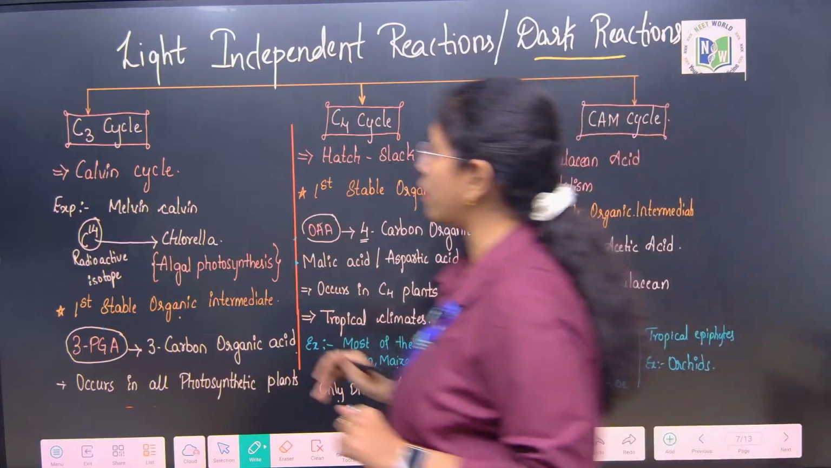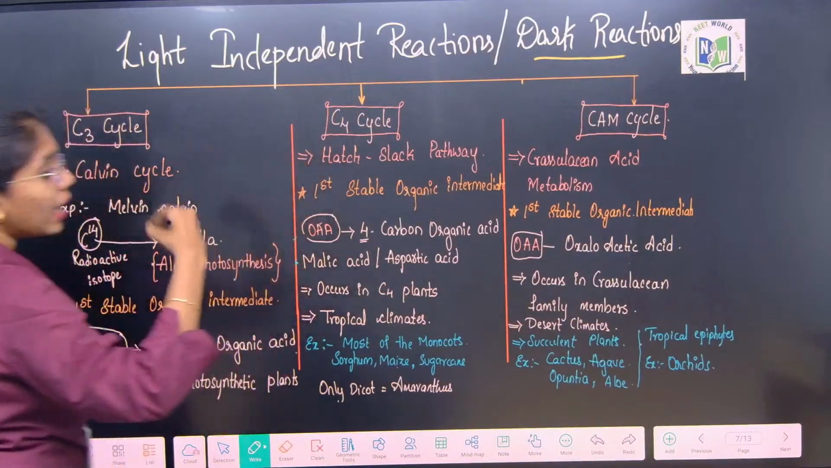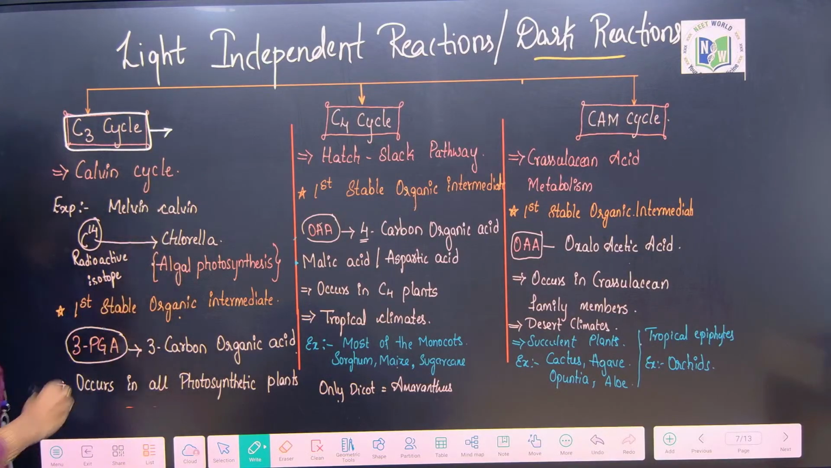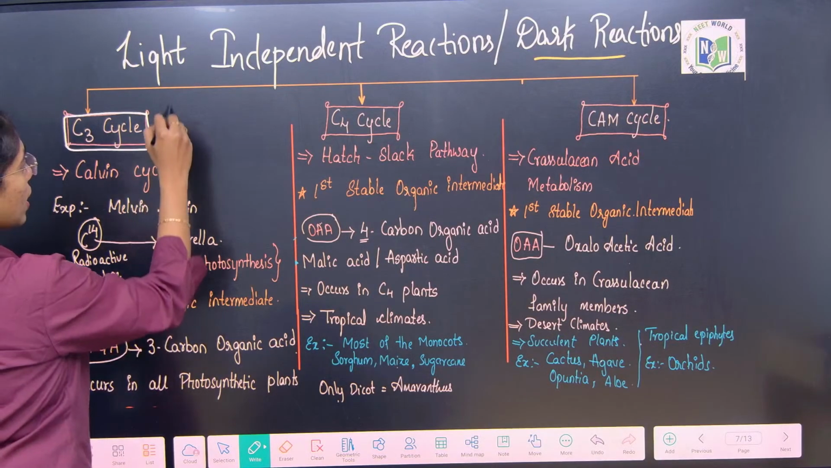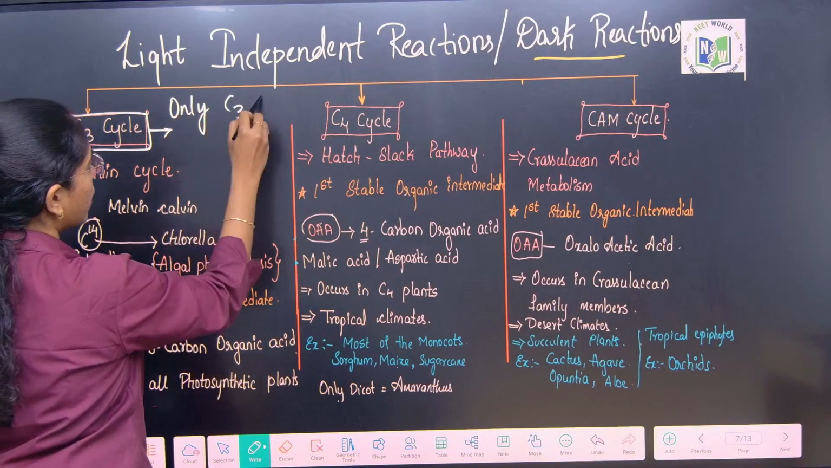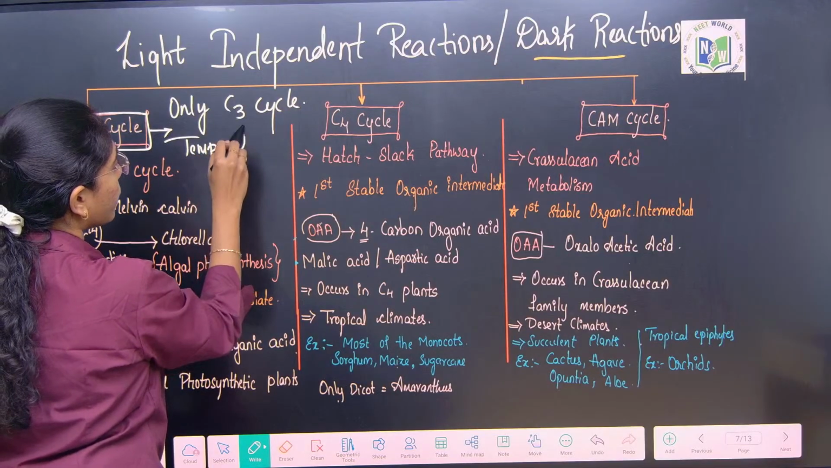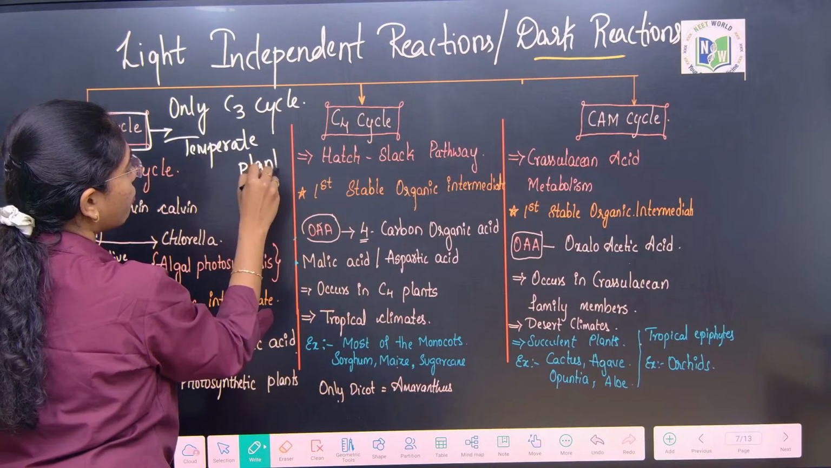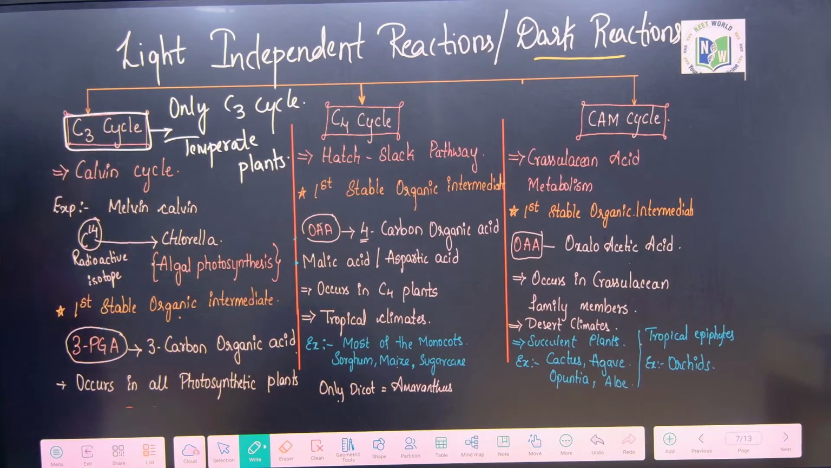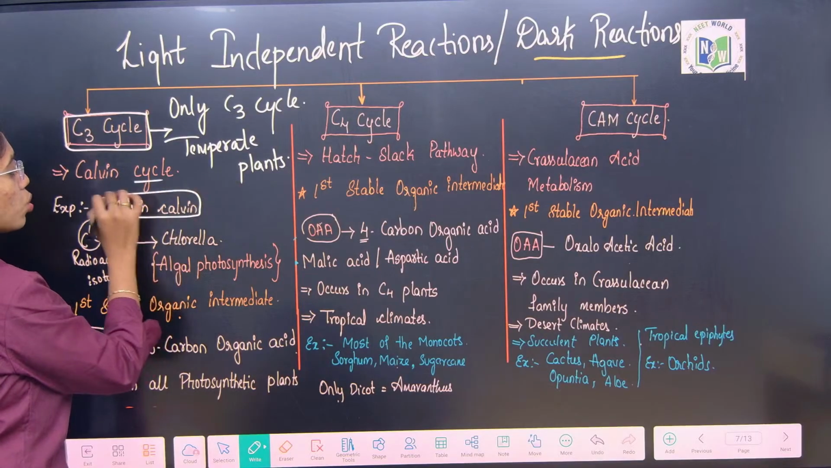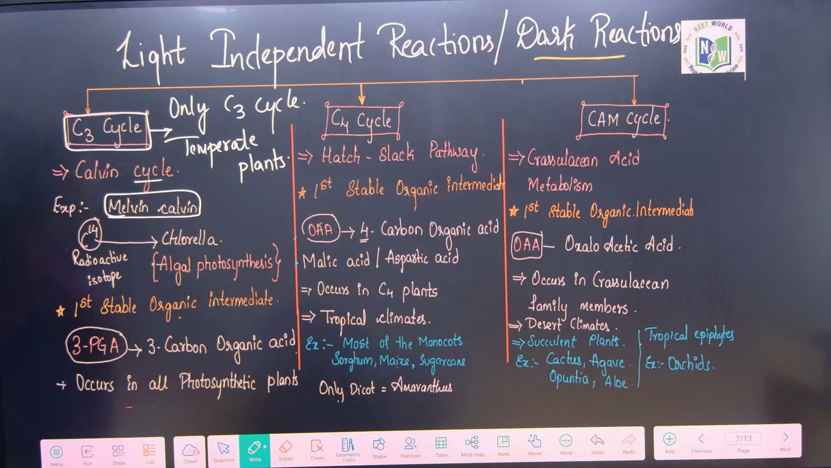So here if you observe, C3 cycle, C4 cycle and CAM cycle. Only the C3 cycle is operated in C3 plants or temperate plants. Okay, this we have discussed in the beginning as well. The C3 cycle is also addressed as the Calvin cycle, which is discovered by Melvin Calvin. The cycle is named after the scientist who discovered this.